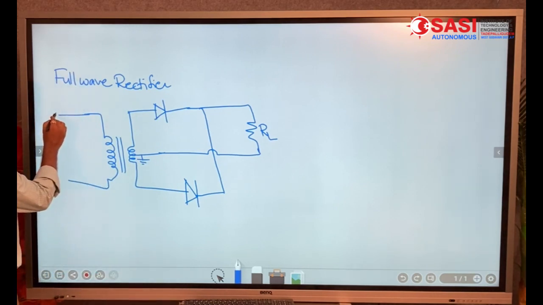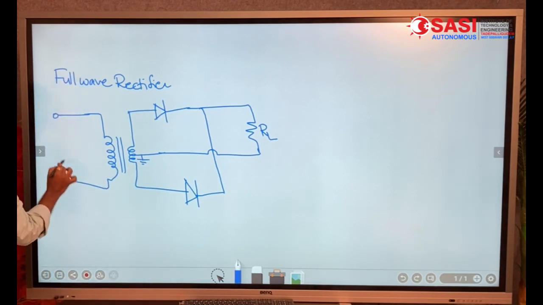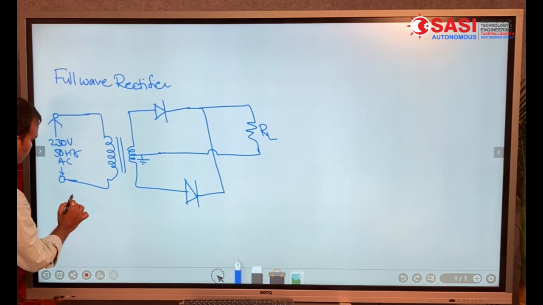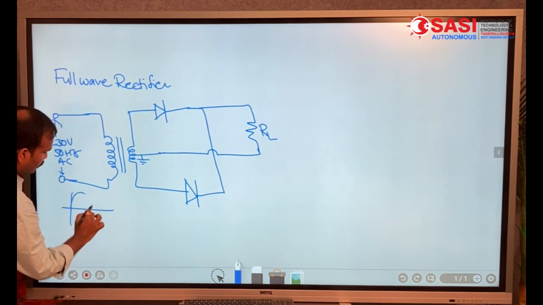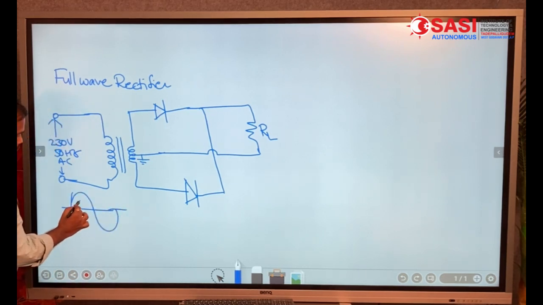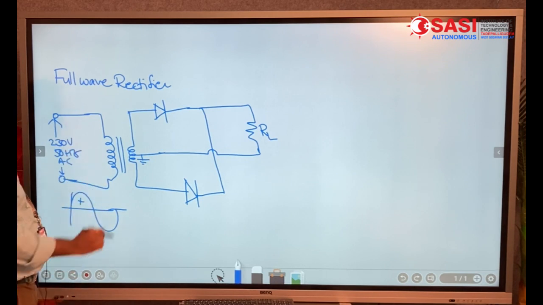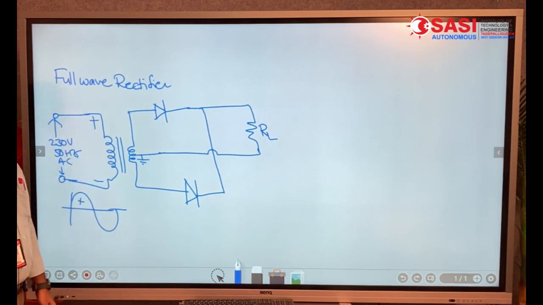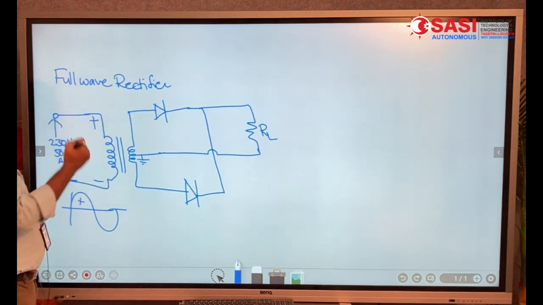Now, we will see the working. Input is 230 volts, 50 hertz AC signal. This is the AC signal. Now, for the positive half cycle, the primary winding gets the polarities like this, positive and negative.